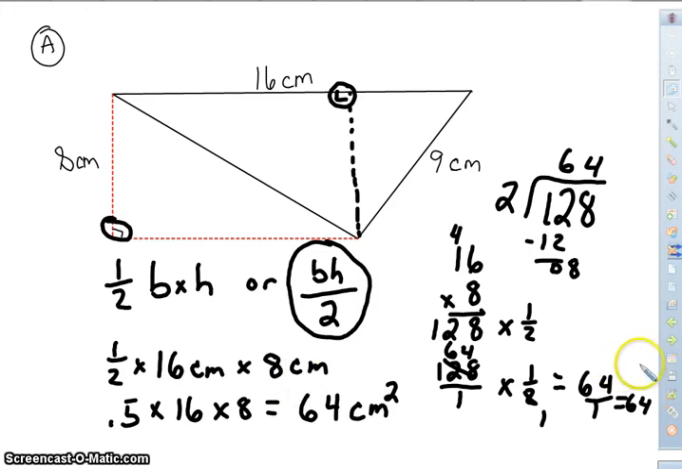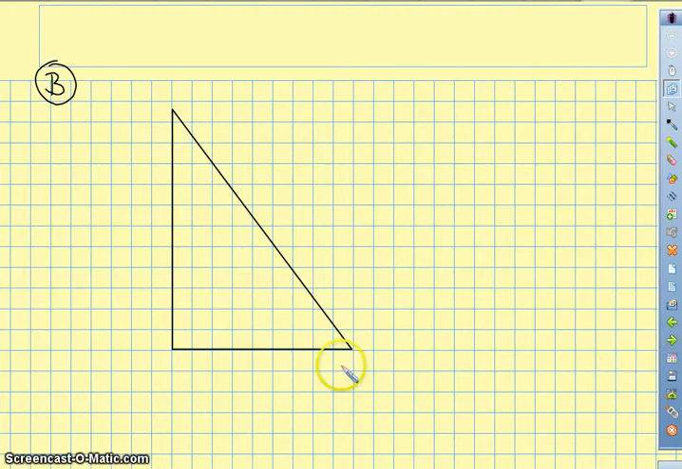Okay, next question, I'm going to have you go ahead and hit pause, and you're trying to find the units. Remember, the base times the height. There are no numbers on here. It is all based on units of measurement. So go ahead and get started. You may begin. Hit pause, and I'll be back in a few.